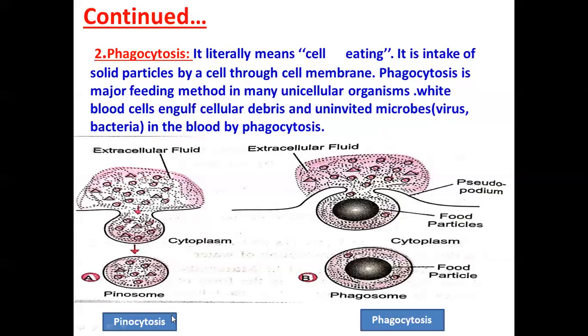This is pinocytosis. So what will happen? Extracellular fluid will come, it will form a vesicle, and this pinosome will go inside. Here also, extracellular fluid and food particle will come inside the cell, that is known as phagosome.